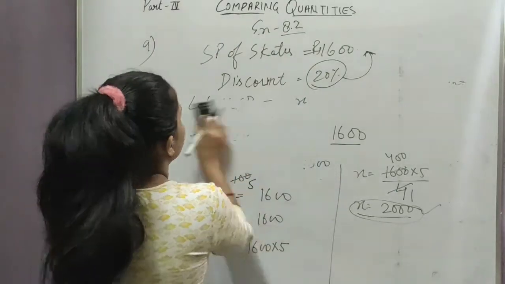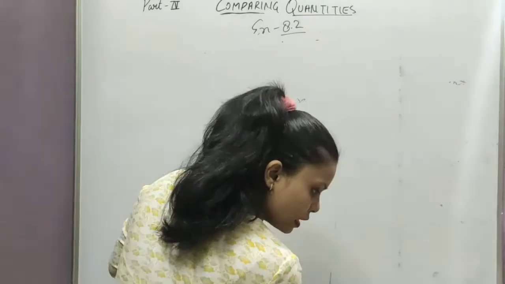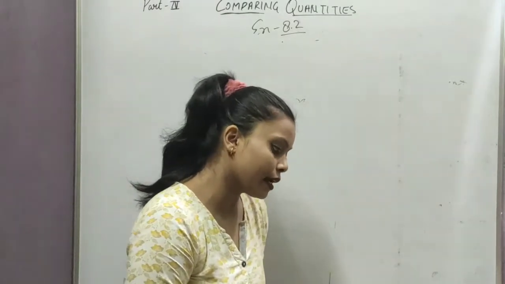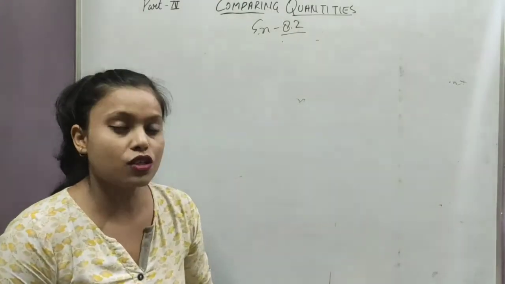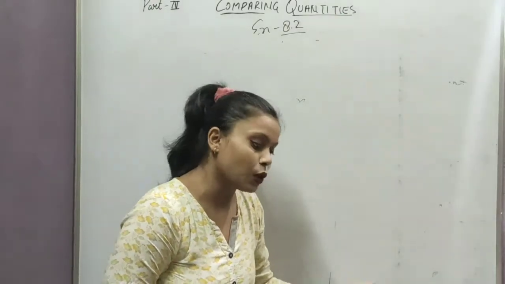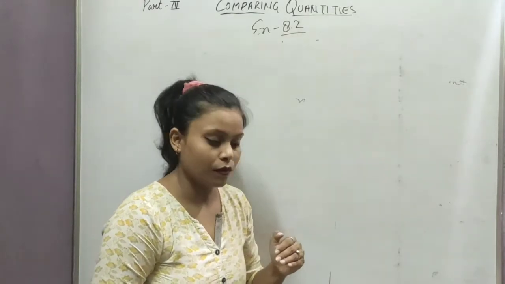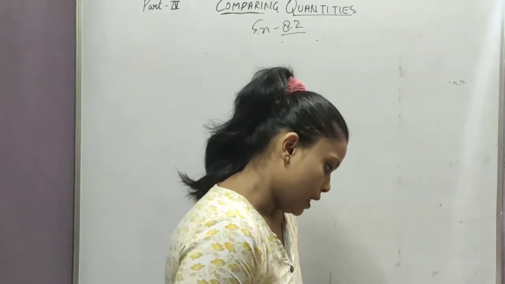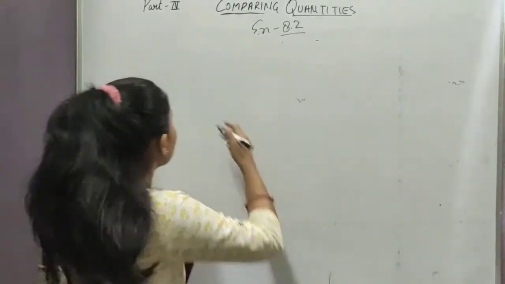Now question number 10. It says rupees 5400 including 8% VAT. Find the price before the VAT. This 10th question is just like the discount, because after applying the VAT we have to decrease the amount for the CP.